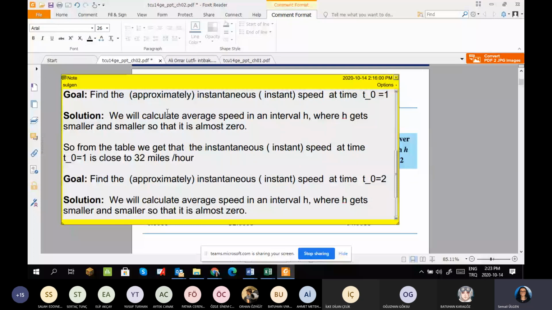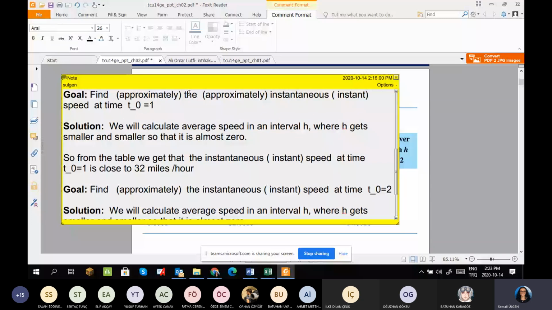So what we are going to do is calculate average speed in an interval h, where h gets smaller and smaller so that it's almost zero. From the table, we get that the instantaneous speed at time t naught equal to 1 is close to 32 miles per hour. Let's say the unit is in terms of miles and hours. Maybe I should put "find approximately" before it, otherwise it doesn't make sense.